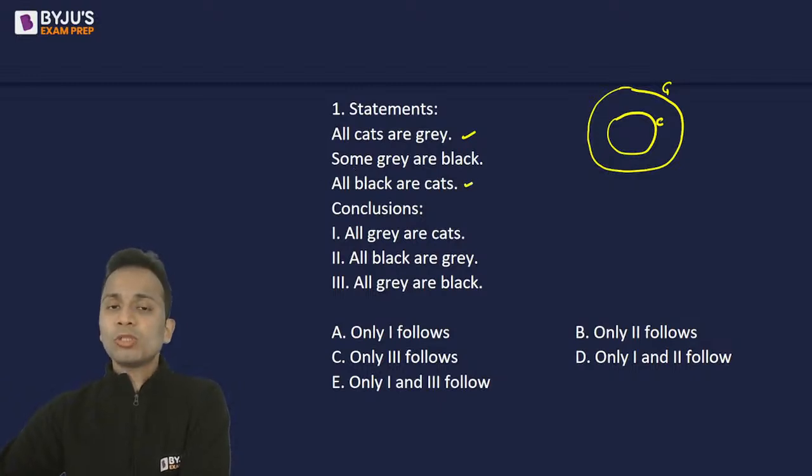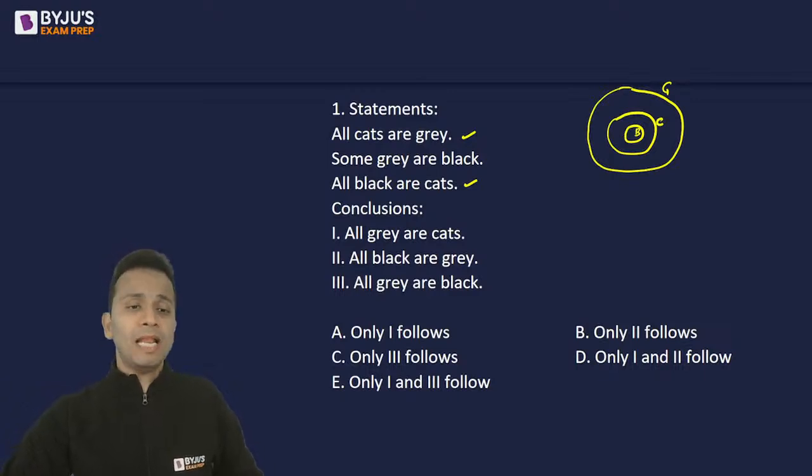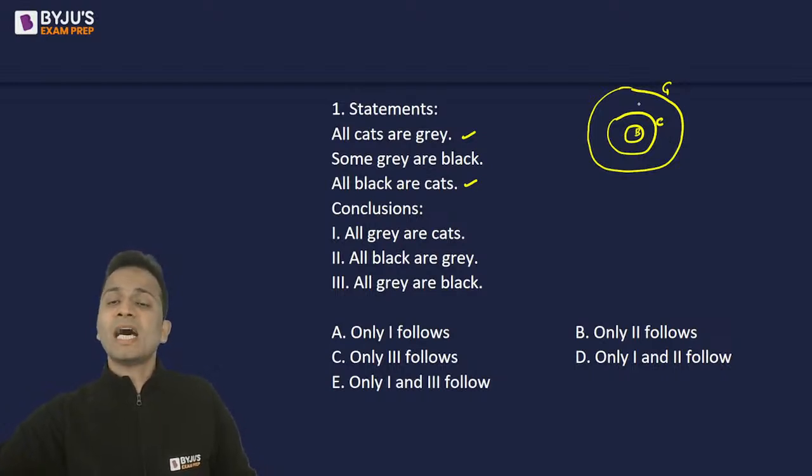Now, I'll go to the third statement. All blacks are cats. So the circle of blacks will come inside. So all blacks are cats and all cats are greys. So two statements are done. Then they are saying that some greys are black. Now the circle for black.